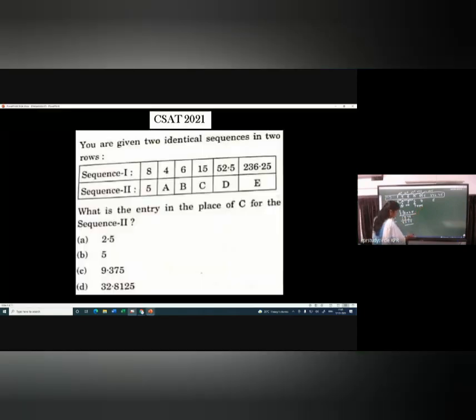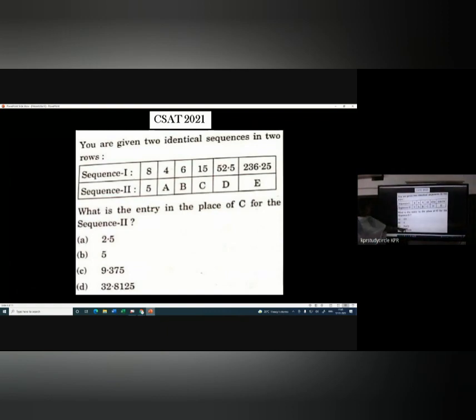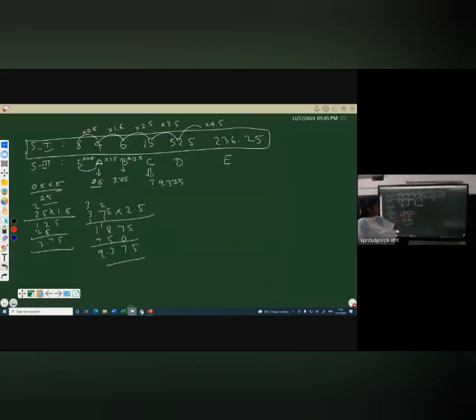Yes. Okay, let me check with the options. Yes, look at the option. What is the entry in the place of C for the sequence 2? Right? Option C, 9.375. Answer is option C, 9.375.